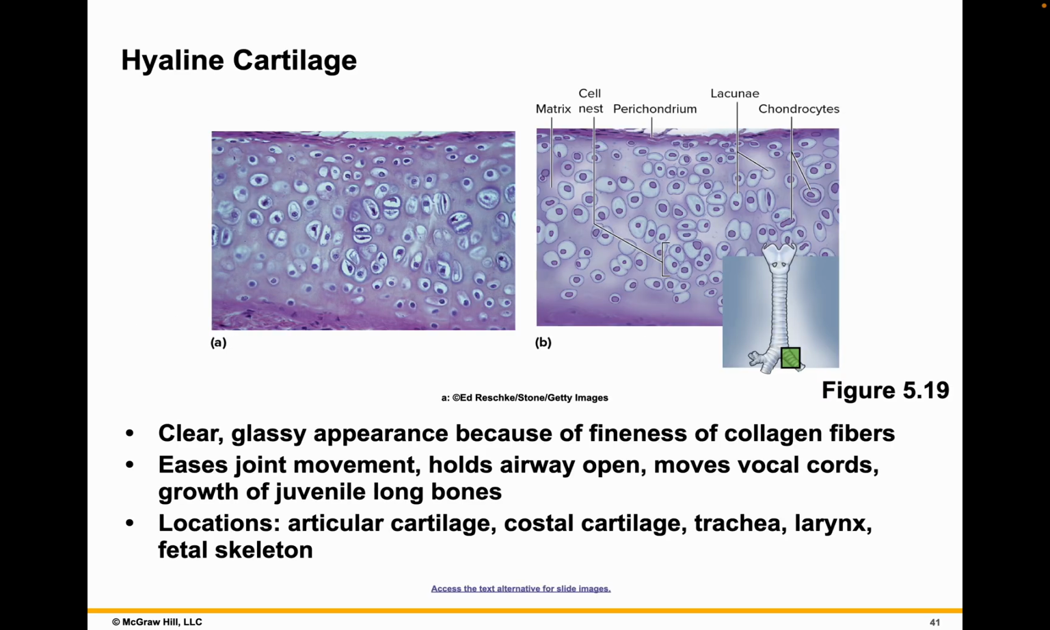Hyaline cartilage has a clear, glassy look under the microscope because of the fineness of the collagen fibers. It eases joint movements, holds airways open, moves vocal cords, and it's important in the growth of long bones in juveniles. Locations include articular cartilage, costal cartilage, trachea, larynx, and the fetal skeleton.